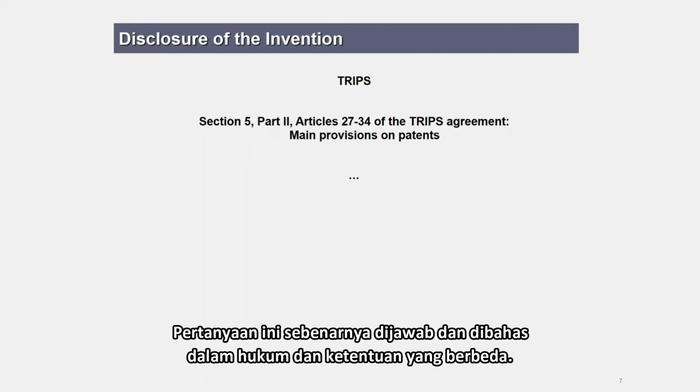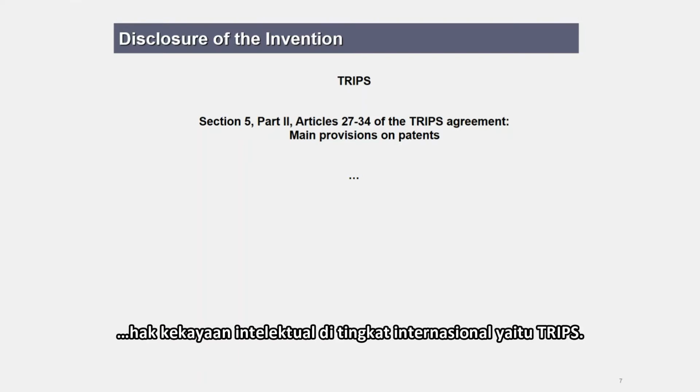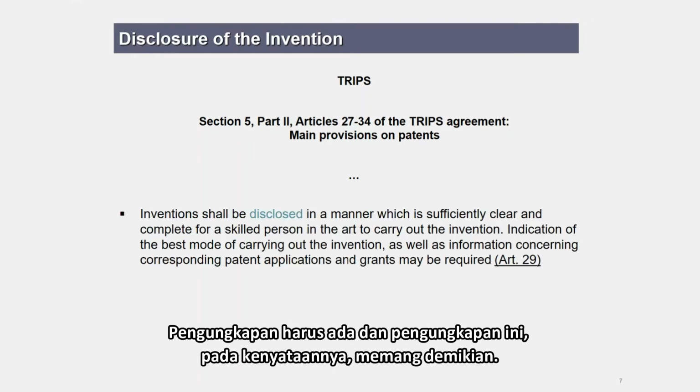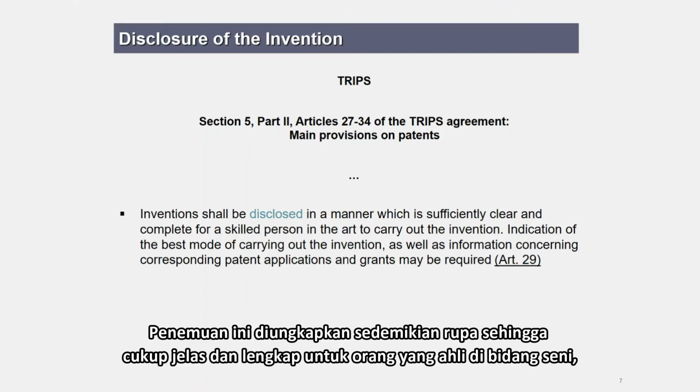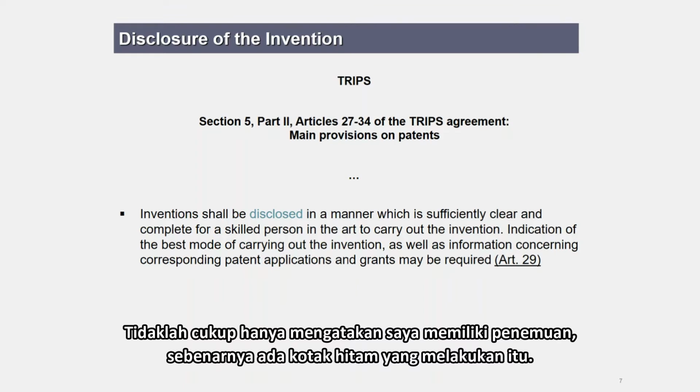This question is answered and addressed in different laws and provisions, and even in maybe the most important agreement on IP rights at the international level, which is TRIPS. And it is said, for example, what shall be published. A disclosure shall be there, and the invention is so disclosed that it is sufficiently clear and complete for a person skilled in the art in order to carry out the invention. So it is not enough just to say, I have an invention, or there is a black box doing that.